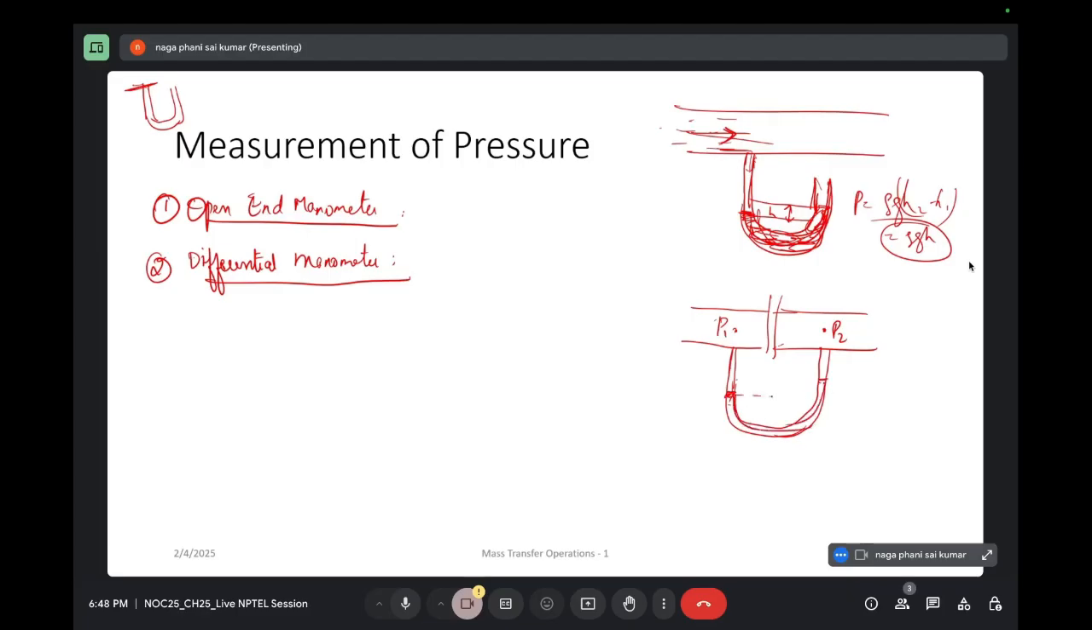Depending upon this height difference again, let's say this height difference is H. So P2 minus P1, or P1 minus P2, will be equal to rho G into (H1 minus H2) or (H2 minus H1). This will be giving us the pressure across 2 different points.